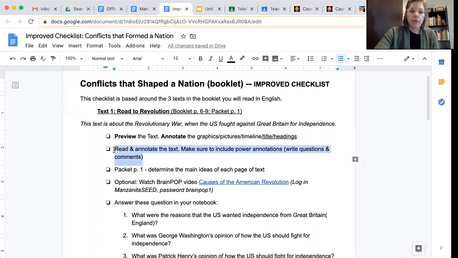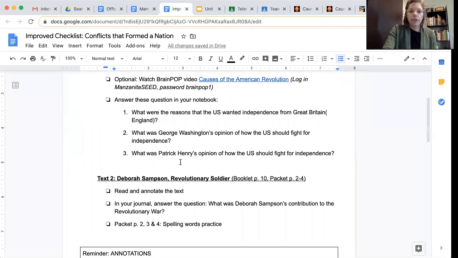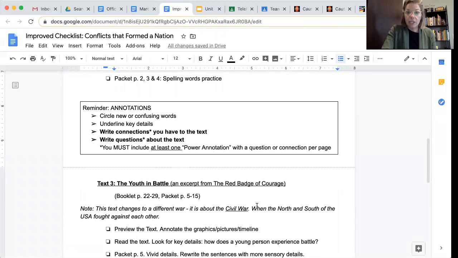Now you're going to read and annotate the actual text. Take your time and make sure to include some power annotations where you write questions or comments. Here is a reminder of what your annotations need to include. I want not just a bunch of underlines. I want a little bit of all these things. Circling new or confusing words. There's some very confusing words in this.